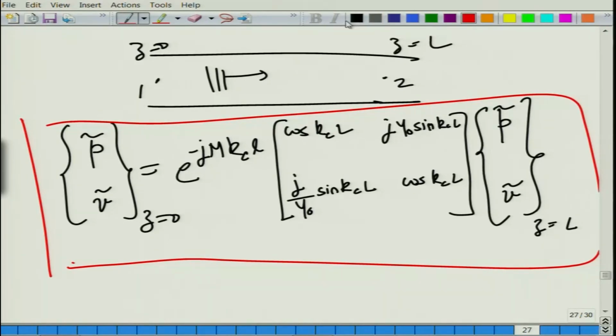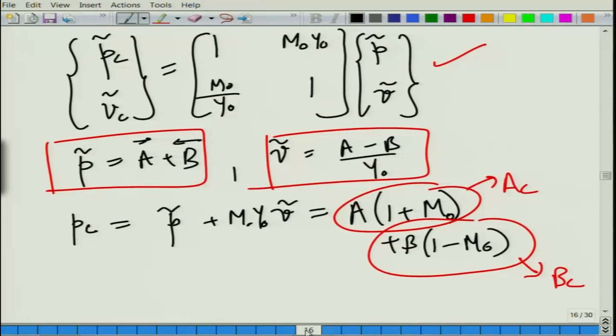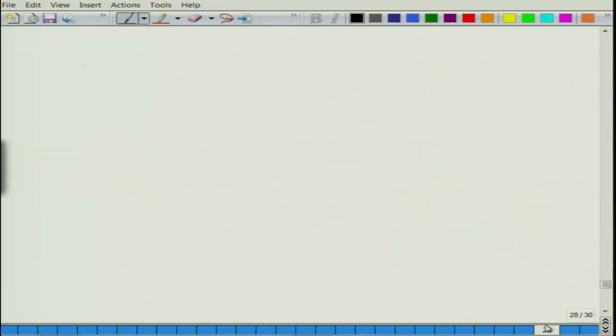So, I will just write down the matrix form, again what was given in slide 16. The inverse of this matrix times this particular vector gives this. So instead of P and V at z equal to 0, I can write this entire matrix inverse times P_c tilde and V_c tilde at z equal to 0. This should be quite clear to you.